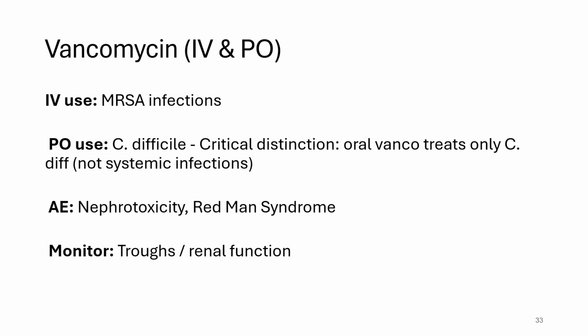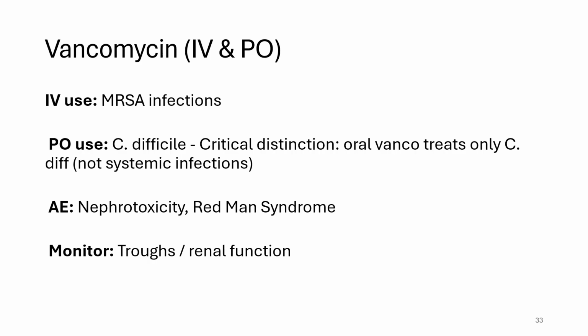Okay, so vancomycin, very important to separate IV use of vancomycin from oral use of vancomycin because they are not interchangeable. So first, IV vancomycin. This is a go-to medication for MRSA infections. So think serious gram-positive infections where MRSA is a concern. So things like bacteremia, pneumonia, endocarditis, severe skin and soft tissue infections.